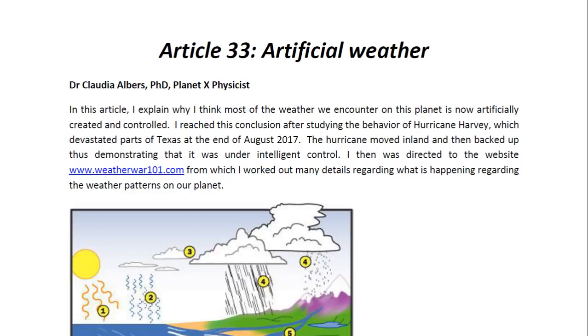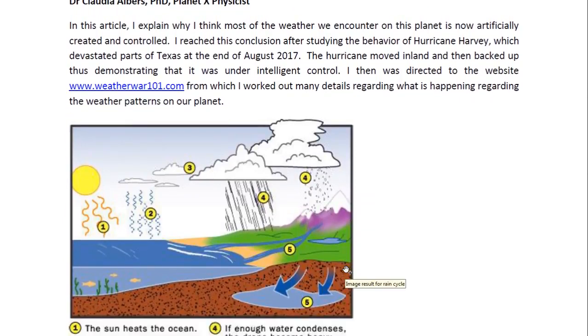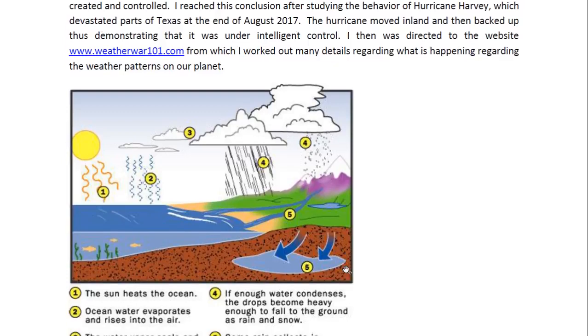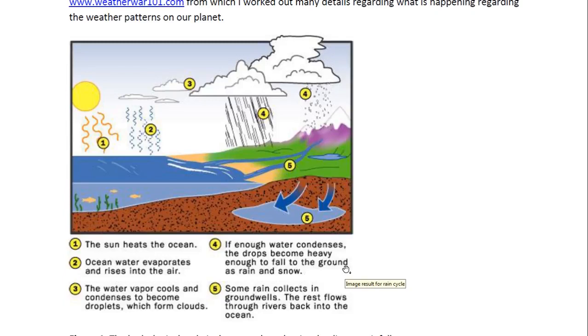I was then directed to the website www.weatherwar101.com, where I learned and worked out some more details about the current weather patterns that we see happening around the world. But let's start with how rain is supposed to be formed on our planet.